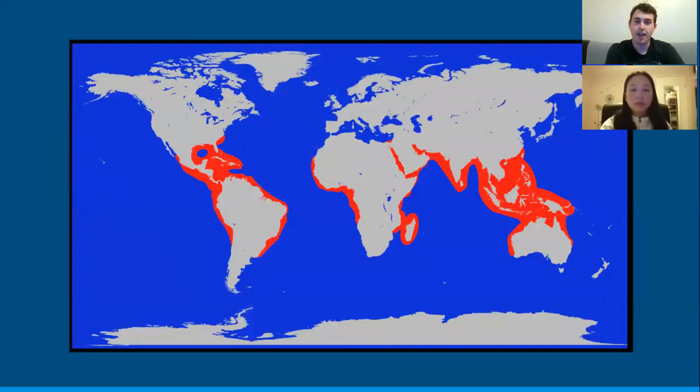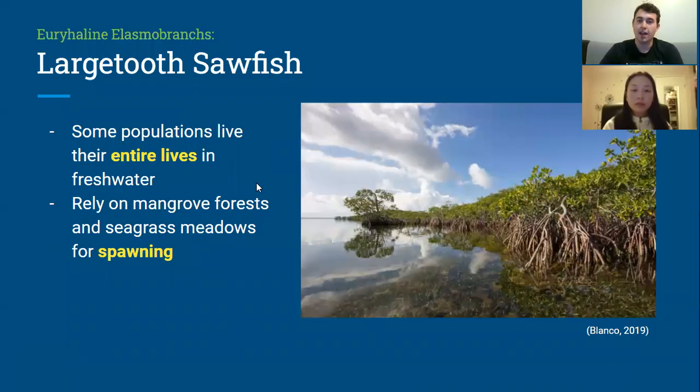It's another euryhaline elasmobranch. However, it has a bit more of a restricted range, even more so than the bull sharks, in that they hug the coastline a lot more tightly. They don't venture out a lot, and they don't really travel upriver either. They tend to cling to the shorelines because they rely heavily on mangrove forests and seagrass meadows for spawning. Some of their populations actually live their entire lives in freshwater, such as the Lake Nicaragua population.